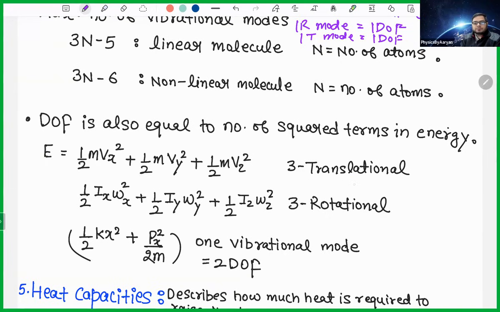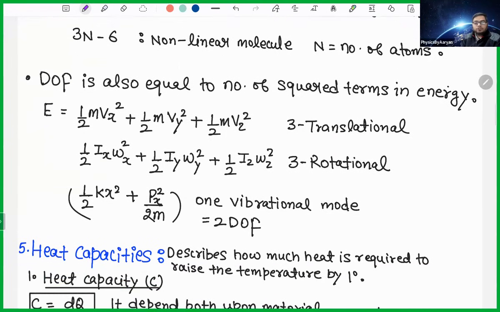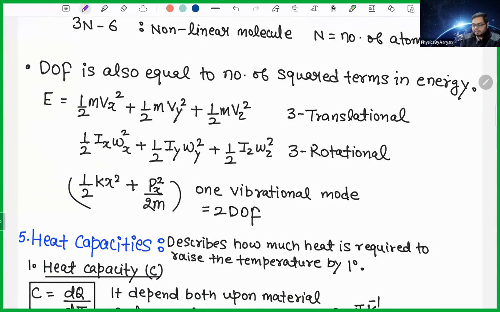If it is translation, you can clearly see energy can be written as half mvx square, half mvy square, half mvz square. So basically there are three square terms, so there can be three translational degrees of freedom. If you are rotating, then you must know that in rotation the kinetic energy is written like this. This is my linear motion, this is my rotational motion. In linear motion you have mass, so in rotational motion, who does the work of mass?